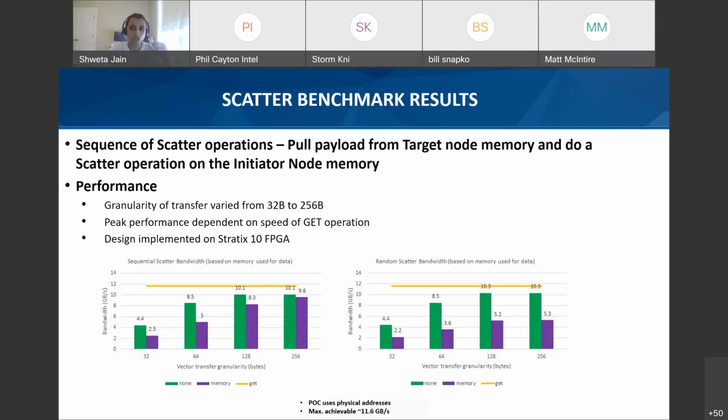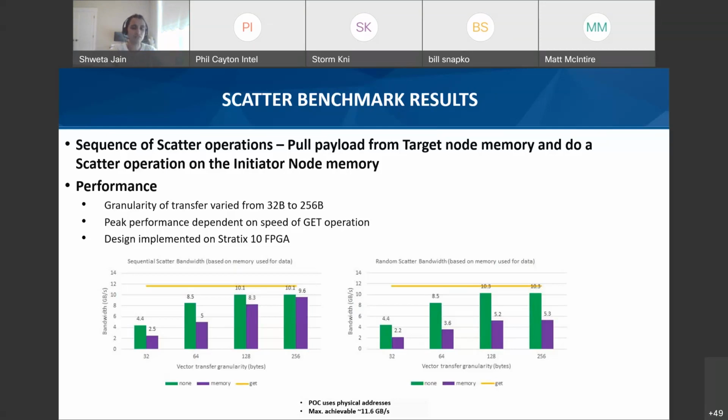The difference between the two graphs is whether the destination buffers are placed sequentially in memory versus randomly in memory. It was just to highlight again the DRAM opening and closing of the rows, and how much overhead it actually introduces in the design. So if you look at the green bar and purple bar in both graphs, you can see that when we are doing the actual scatter of the data, the performance significantly deteriorates.